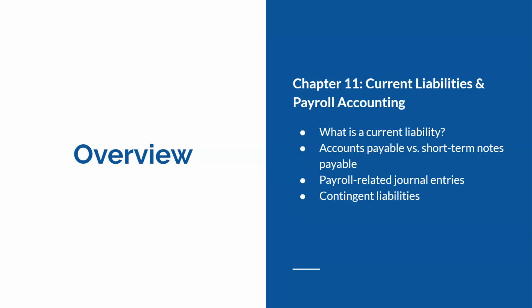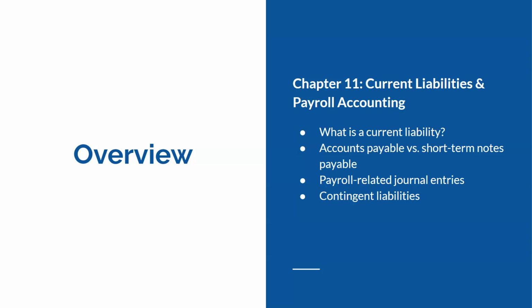We're also going to be getting into accounts payable versus a short-term notes payable. What is the difference? What happens when we convert from an account payable to a note payable, and so on and so forth. And then also payroll-related journal entries. So payroll journal entries have a lot to do with current liabilities, but they're so important in this chapter that they decided to carve them out because they're going to dig deeper into payroll accounting.